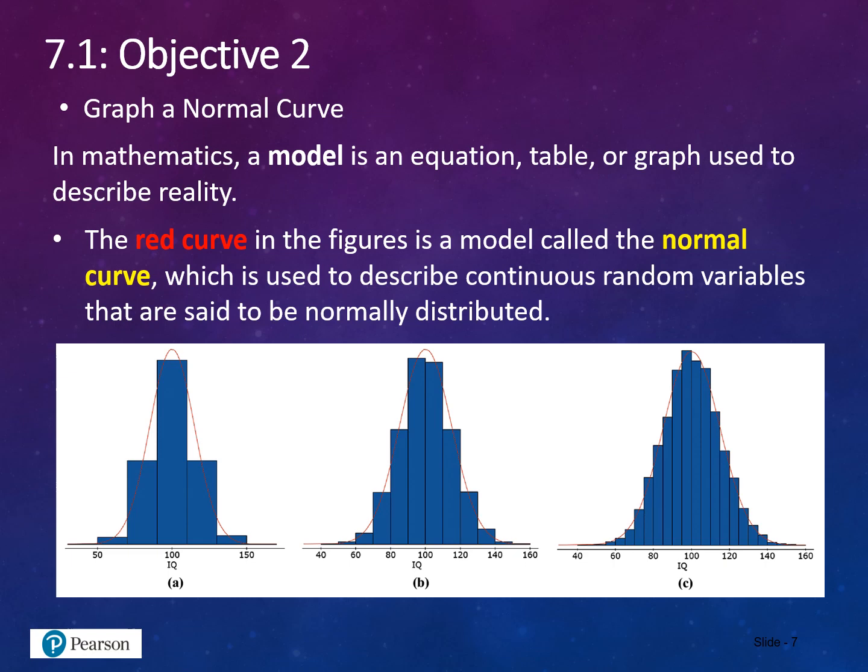The red curve, which is hard to see in here, in the first one you can see it kind of going up and through. The second one, if we didn't have such dark colors, it might work a little bit better. You can see there. And then the third one is really hard to see. But anyway, the red curves in the figures is a model called the normal curve, which is used to describe continuous random variables that are said to be normally distributed.